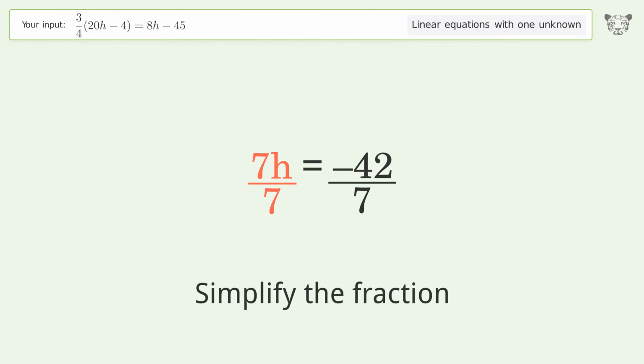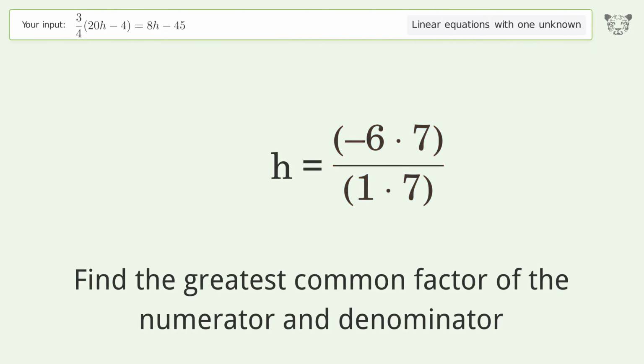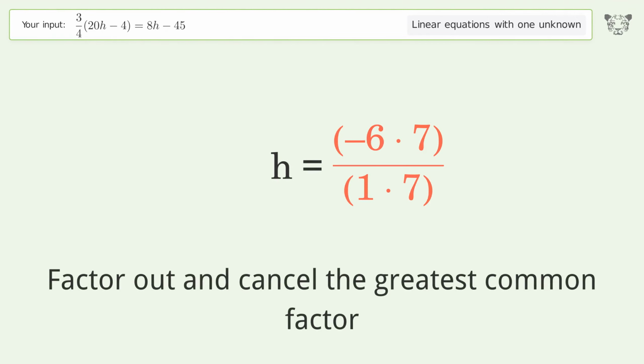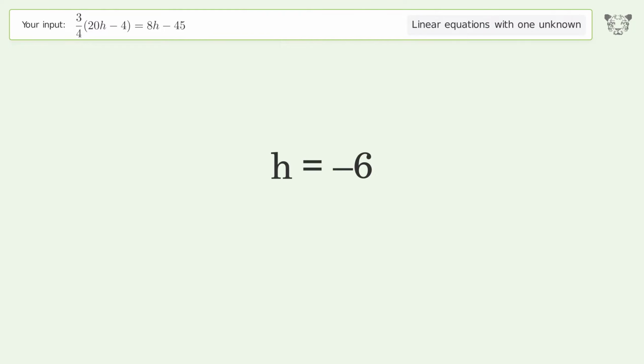Simplify the fraction. Find the greatest common factor of the numerator and denominator. Factor out and cancel the greatest common factor. And so the final result is h equals -6.